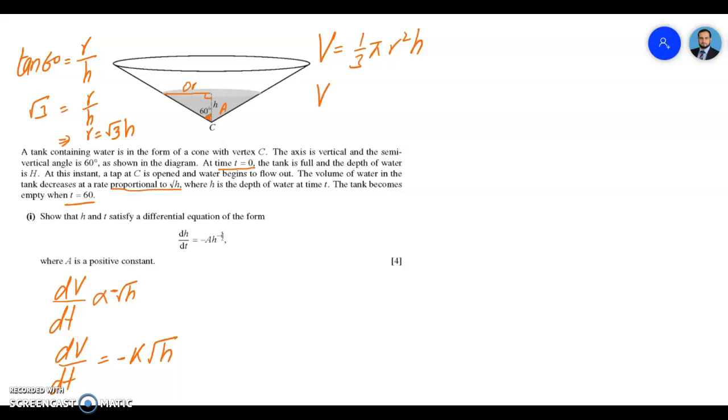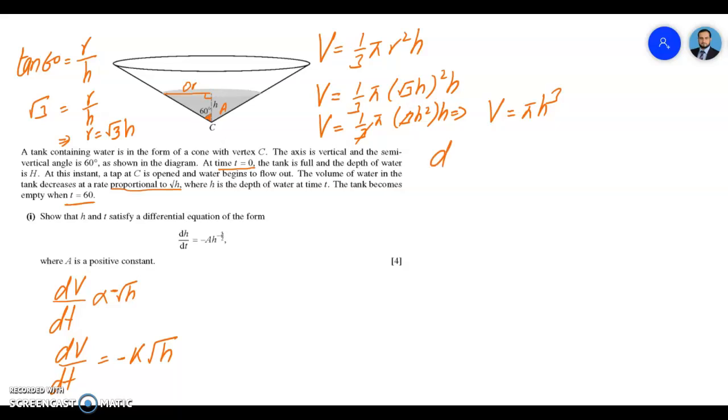So from here, if we insert the value, r is root 3h whole squared times h, so the volume will become 1/3 times pi times 3h squared times h. So 3 and 3 cancel out, so the volume will become pi times h cubed. So now we have this equation and we have dV by dt. It's asking us, we need to find dh by dt.